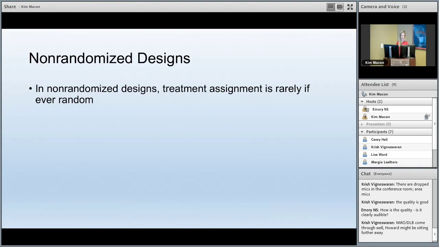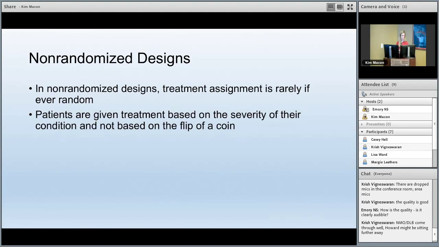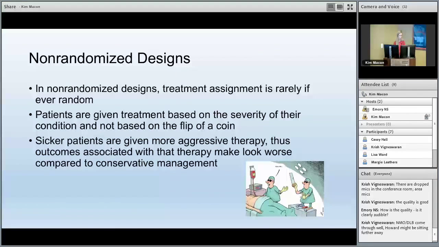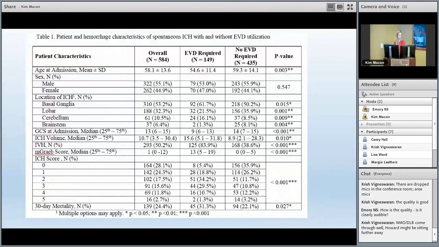So in non-randomized designs, our treatment assignment is rarely, if ever, random. So patients are given treatment based on the severity of their condition and not based on the flip of a coin, right? A lot of times we think about this as confounding by indication. Patients that are sicker are going to get more aggressive therapy, and thus their outcomes associated with that therapy may actually look worse because they were given to sicker people. So does that mean that the treatment's bad? You have no idea.